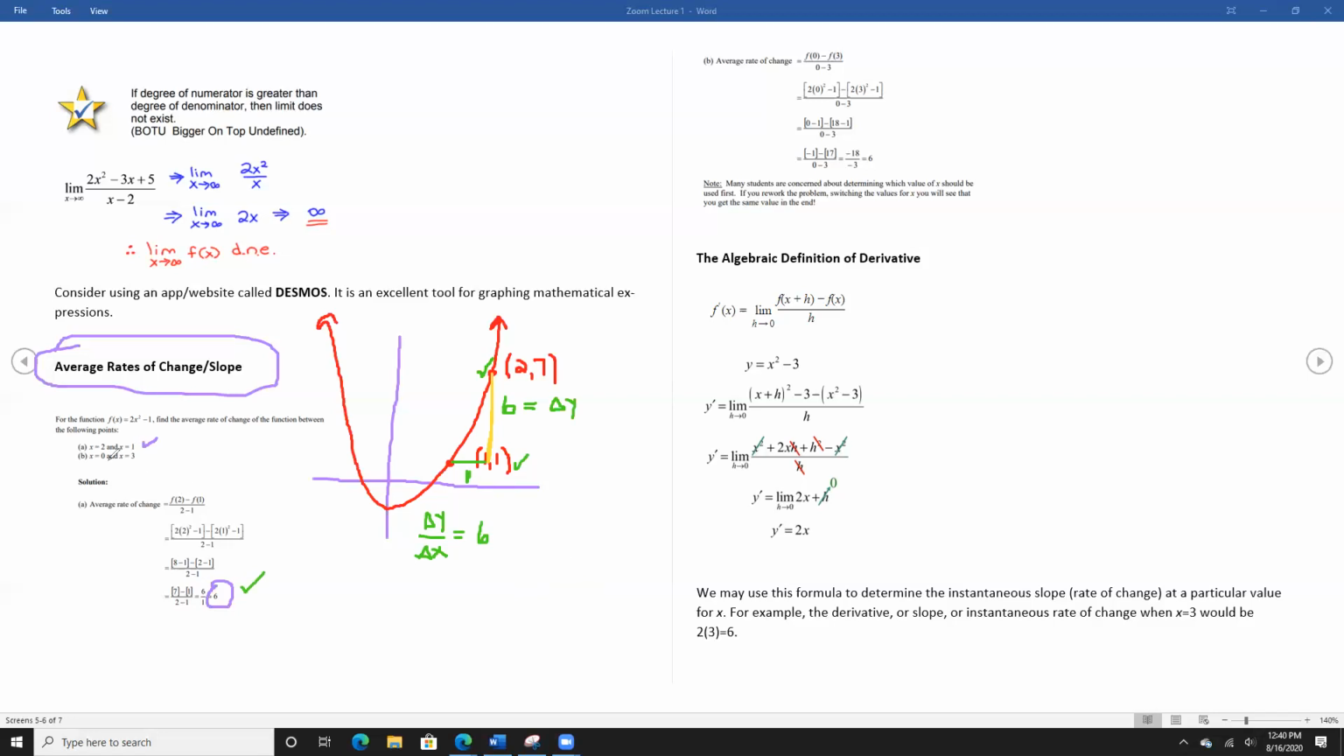The second part says to evaluate the average rate of change or the slope as x takes on the values 0 and 3. And again, we just do the exact same thing. And in this particular example, we happen to get 6 again. Here's a little note here to think about. Many students are concerned about determining which value of x should be used first. If you happen to rework the problems and switch the x values, you will get the same answer.